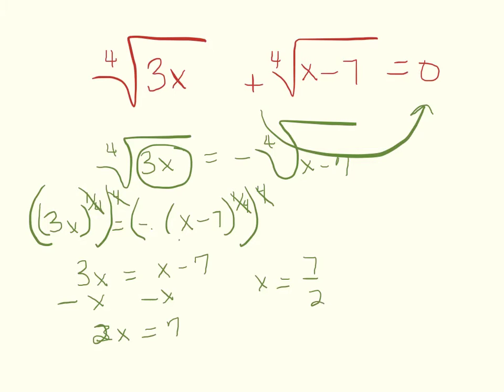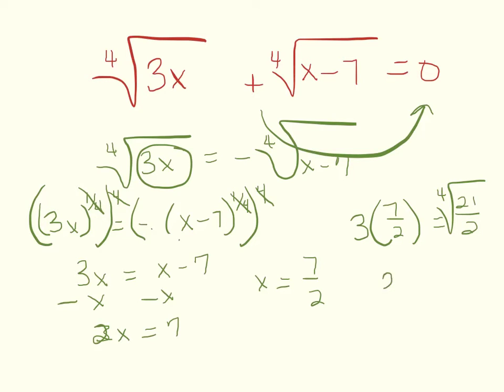So I'm going to check 3 times 7/2 equals 21 over 2. And then if I substitute that also here, I get the fourth root of 21 over 2. And I'm going to try that there.